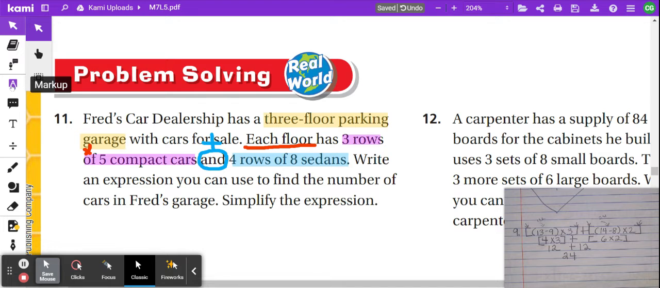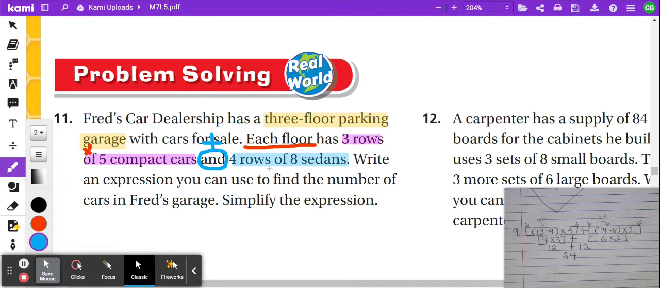Anybody know what a sedan is? If not, look it up. Ask your parents, they'll know. So that of means to multiply. Write an expression you can use to find the number of cars in Fred's garage. And then we're going to simplify.